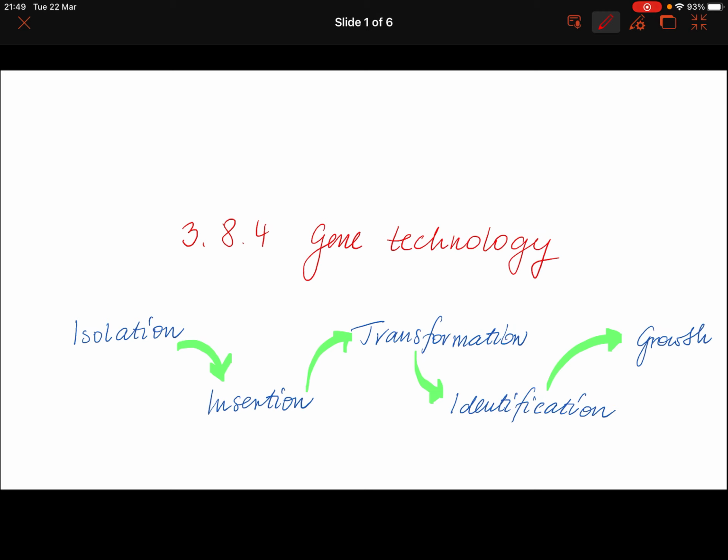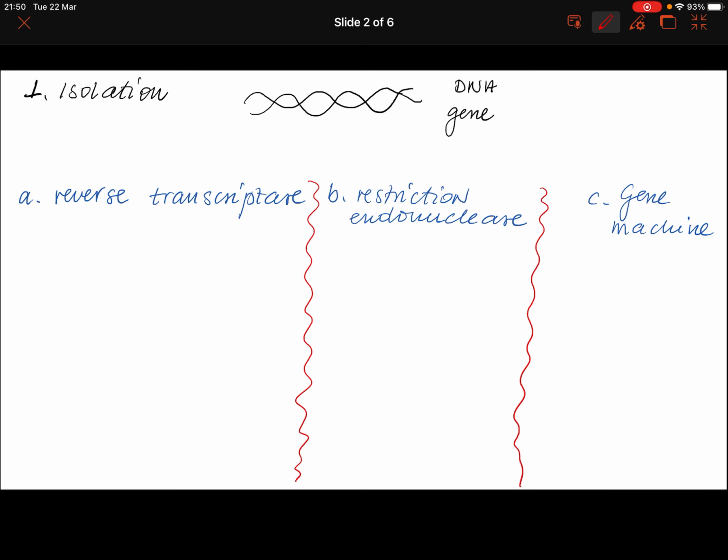Hi guys, welcome to a quick revision session on gene technology, and exactly what we will be looking at in this video is how to make fragments, copies of the fragments of DNA. So we will follow 5 steps here, from isolation through insertion, transformation, identification and the growth.